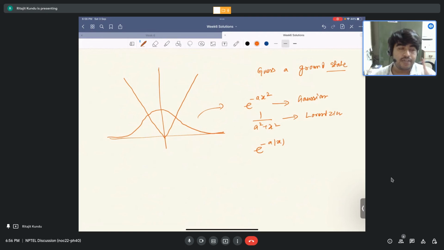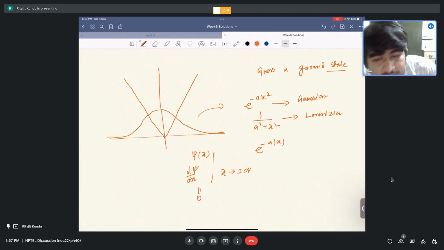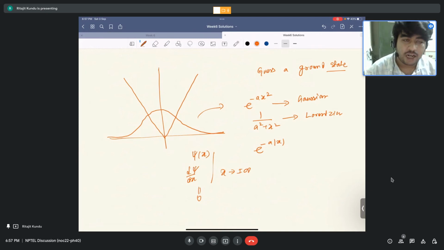You only have to ensure that psi of x and d psi dx at x tending to plus minus infinity vanish. They become 0. This is what you have to maintain. Otherwise, you will not be able to normalize these quantities, right? These are the basic requirements from quantum mechanics. So we have to come up with a good ground state. You can take any of these states and plug it into the Hamiltonian. You can calculate the expectation value.